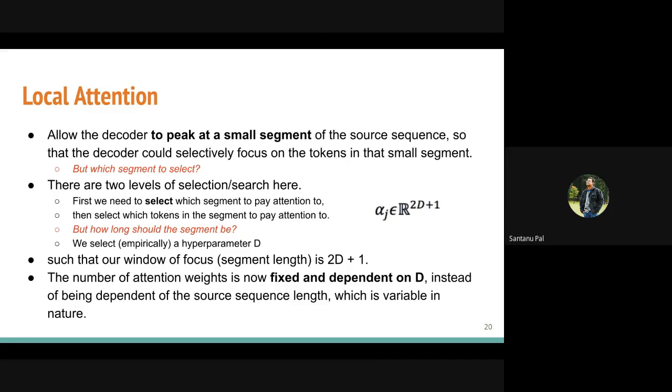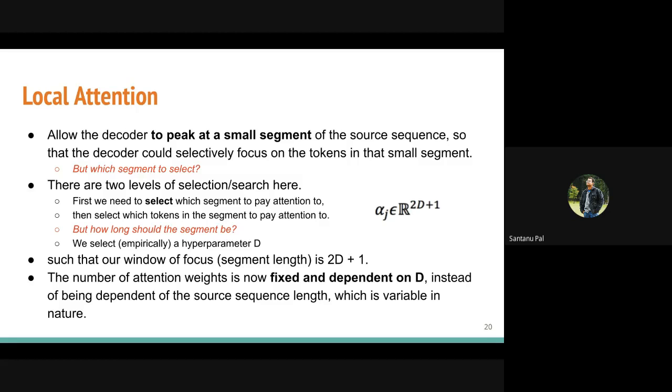So there are two levels of selection, a search for a segment. First, we need to select a segment to pay attention to, a segment where the attention weights are high. And then we select the token in the segment to pay attention to. So after selecting the segment, we select a token where the highest attention will be measured.